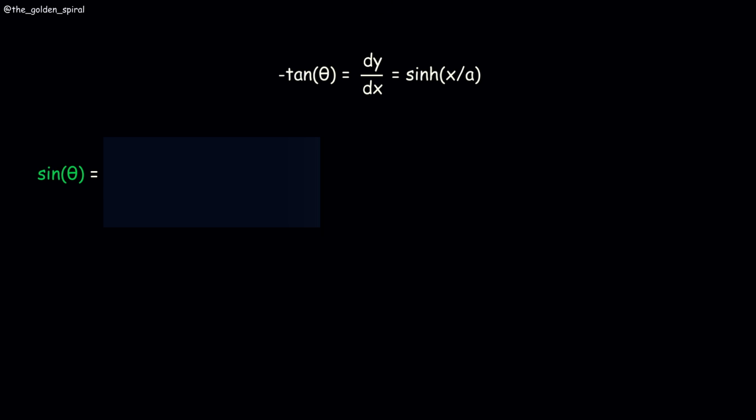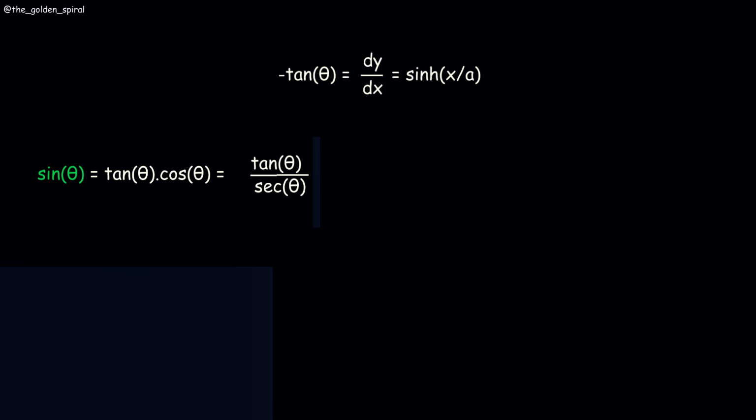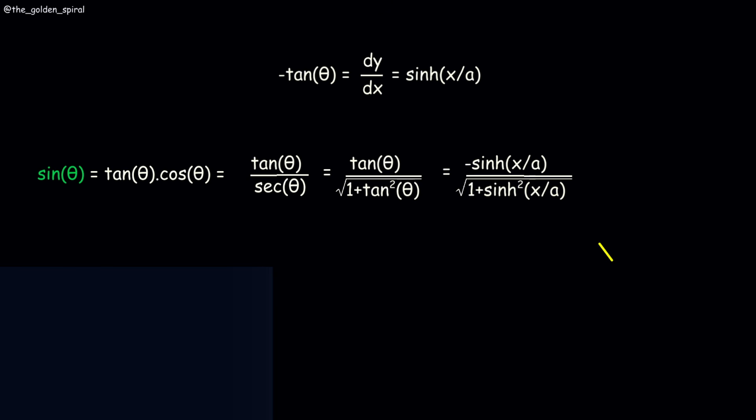We can write sine theta as tangent theta times cosine theta, because tangent is sine by cos and cos cancels out, so we are left with sine. We can write this cosine theta as 1 by secant theta, and secant theta again in terms of tangent theta, and we know the value of tangent theta in terms of x by a, so we substitute this value of tangent theta in the denominator. This is 1 plus sine hyperbolic squared of x by a, which is cosine hyperbolic squared x by a. This radical will cancel the square, and we are left with sine hyperbolic x by a by cos hyperbolic of x by a.